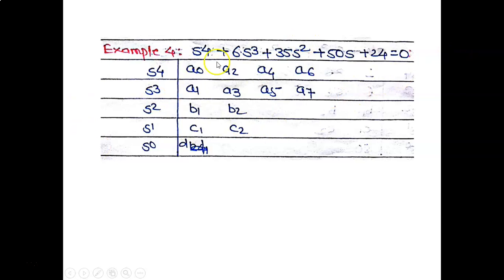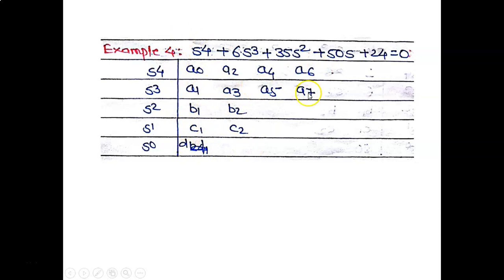Now we will see example number 4, that is the last example. S raised to 4 plus 6 S cube plus 35 S square plus 50 S plus 24 is equal to 0. Therefore S raised to 4, S cube, S square, S raised to 1, S raised to 0. Now a0, a2, a4, a6, a1, a3, a5, a7, b1, b2, c1, c2, d1.